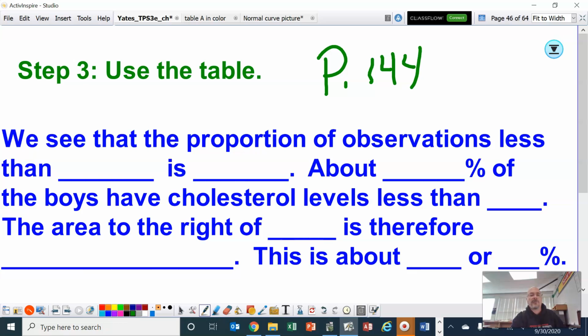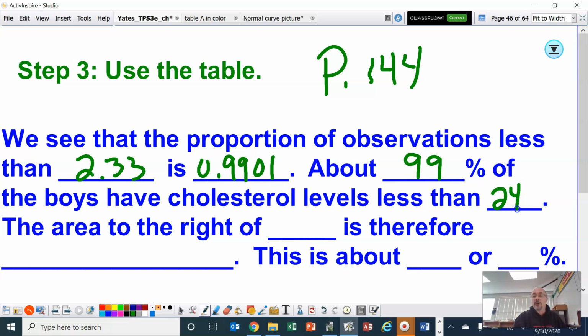So we see that the proportion of observations less than 2.33 is 0.9901. About 99% of the boys have cholesterol levels less than 240. The area to the right of 2.33 is therefore 1 minus the 0.9901. That's if you're using the table.